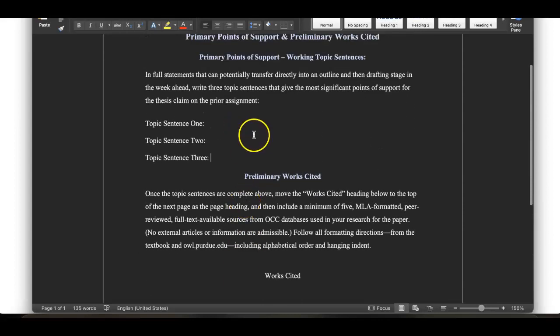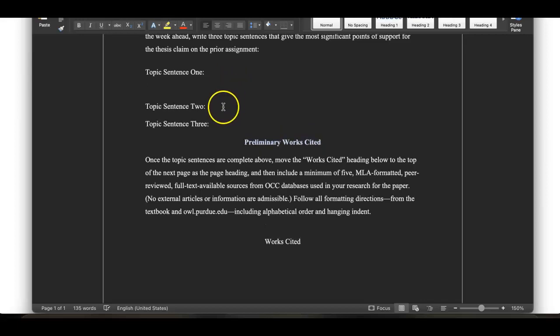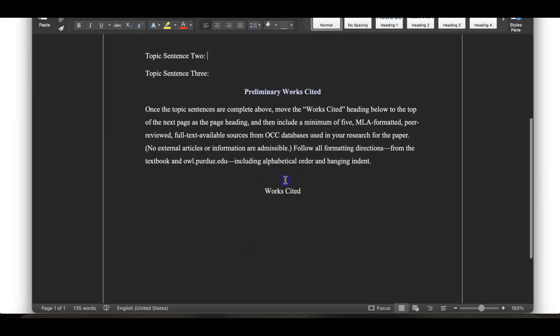Then remember, once you give me those topic sentences on there, you should have a minimum of 5 MLA formatted peer-reviewed full-text available sources from OCC databases, peer-reviewed articles that you're using as references. So once you've completed writing these out, remember, when you're writing in here, these are going to expand down in the category, so I don't know where this will end up.